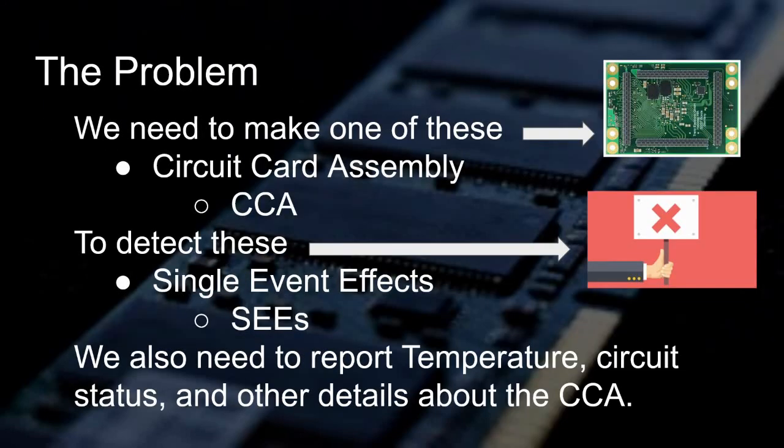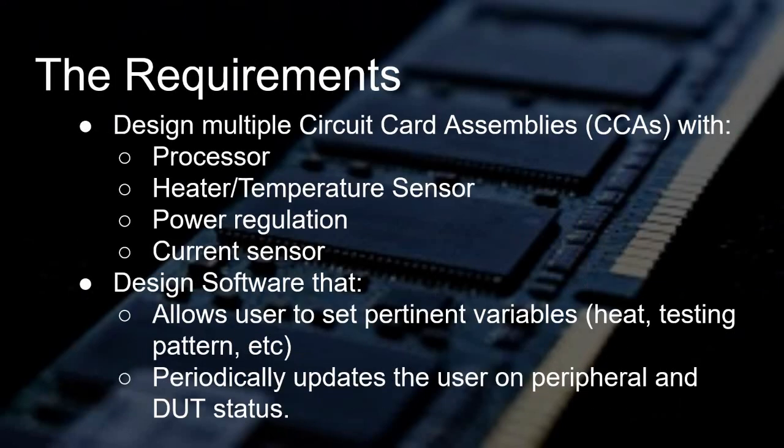Here's our problem. We need to make one of these, a circuit board, a lot like the little green boards you see in other components or other electrical items. These are called circuit card assemblies, or CCAs. This board needs to detect single event effects, those bad effects caused by high energy particles. We also need to report on temperature, circuit status, and other details about the CCA.